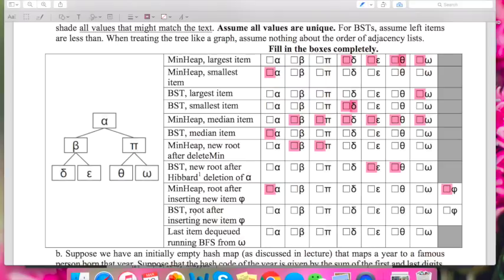So now we have the BST root after inserting the new item. Unlike min heaps, we don't really rearrange BSTs when we add stuff in. So really, we could add this item anywhere it fits, and we aren't going to change the value of the root. It's just going to stay at alpha because we don't do any rearranging or anything of that sort.